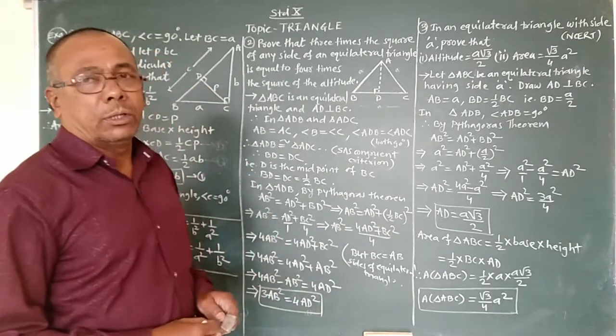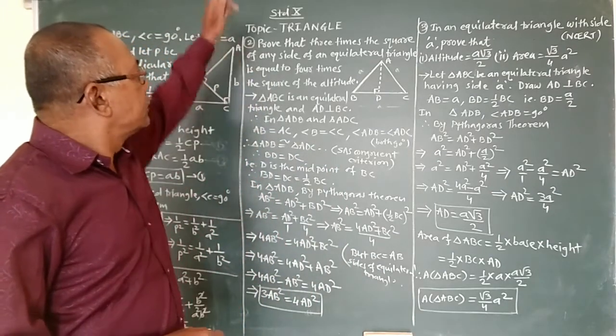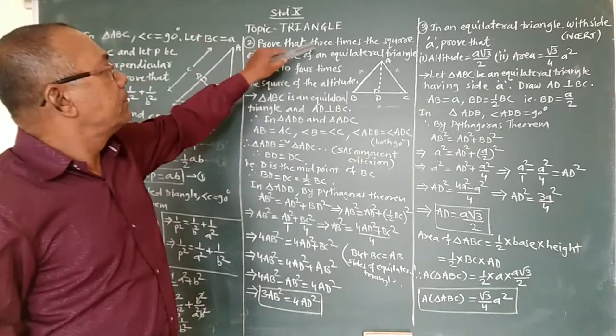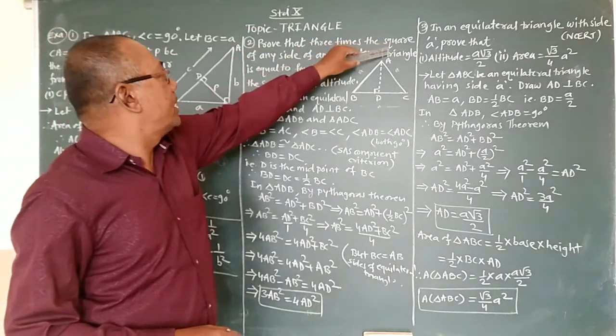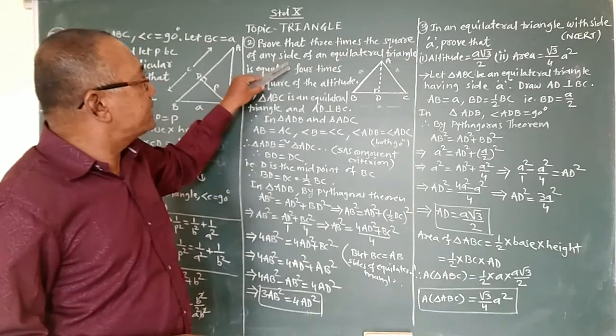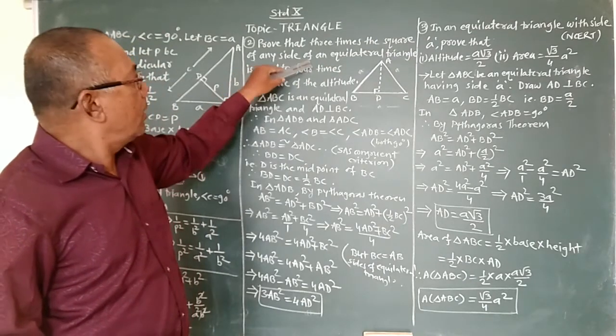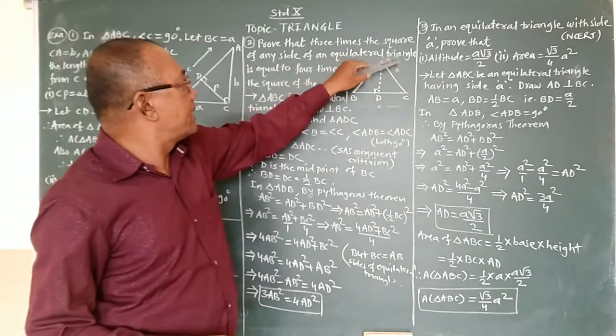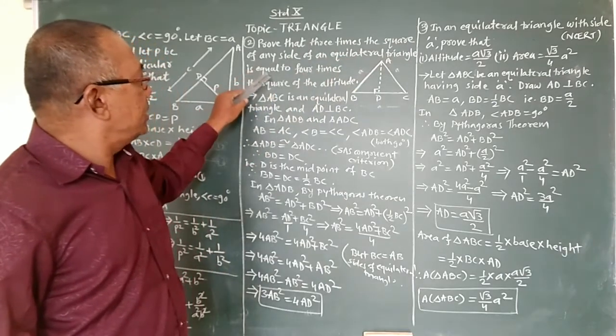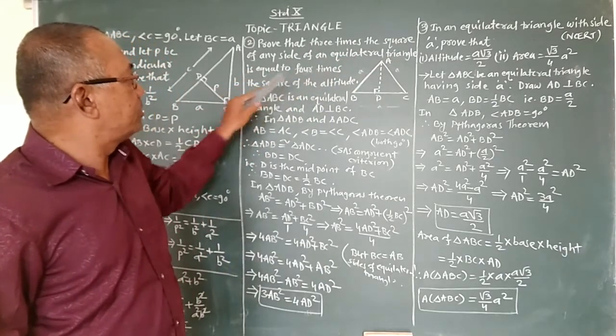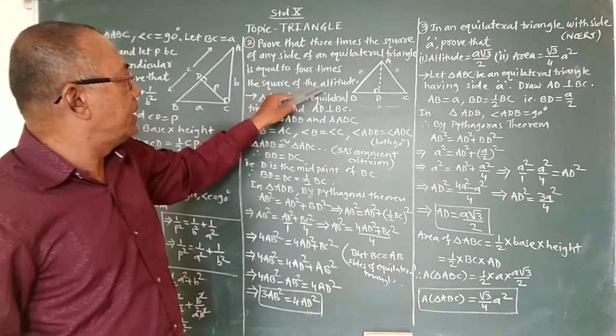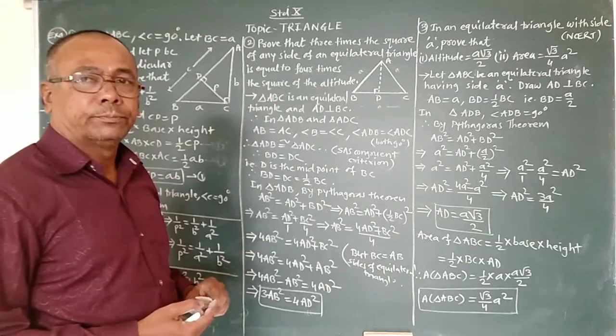Now we have to solve the second question. Here it is given: prove that 3 times the square of any side of an equilateral triangle is equal to 4 times the square of the altitude.